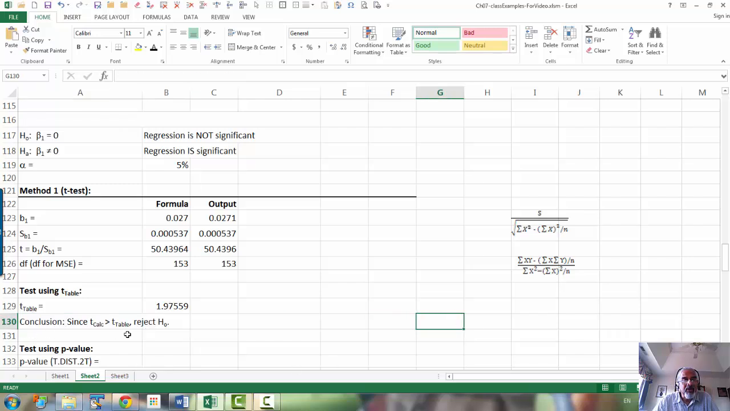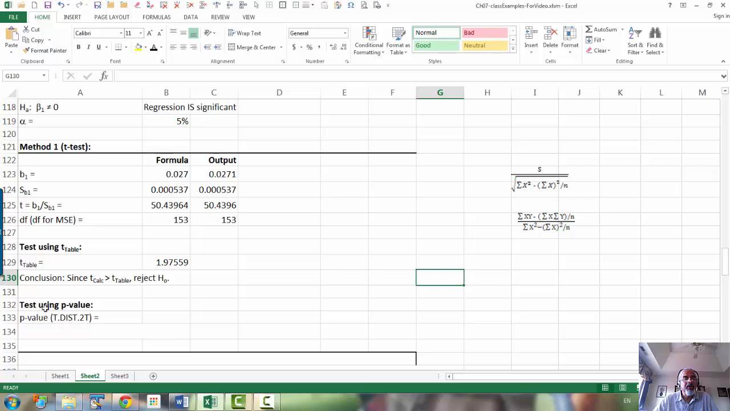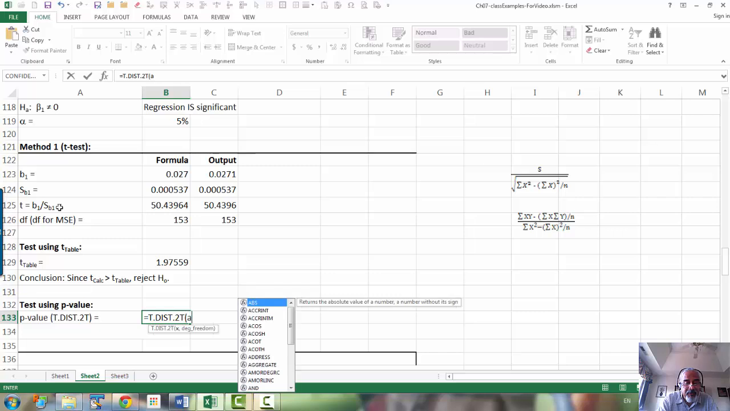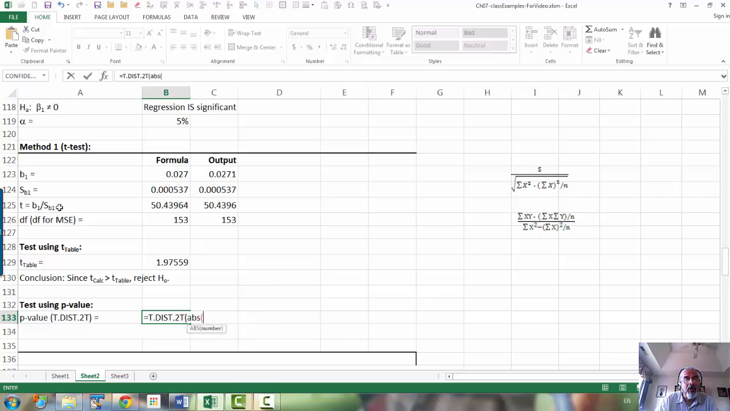So that's our conclusion. Now we can also use the p-value. The p-value for a two-tailed t-test is given by T.DIST.2T, and then we take the absolute value of the t, and then the degrees of freedom.